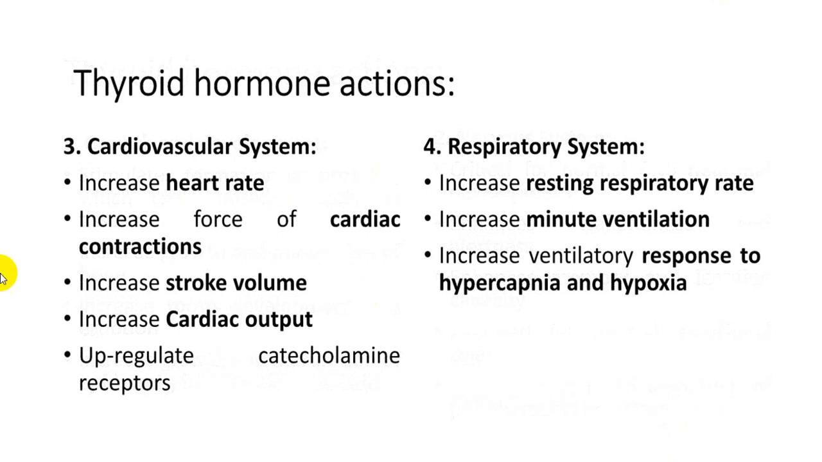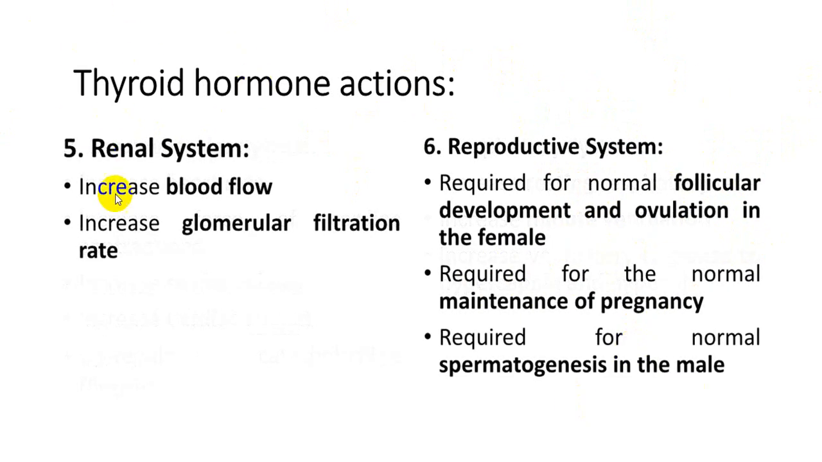On the cardiovascular system, by sympathetic or catecholamine release, it increases the heart rate, it increases the force of contraction, by which it increases the stroke volume, and hence it increases the cardiac output. This is called upregulation. As far as the respiratory system is concerned, it stimulates the respiratory center and increases the respiratory rate. It increases the minute ventilation, and thus it will increase the ventilatory response to hypercapnia and hypoxia. On the kidney, it increases the blood flow and it increases the GFR.